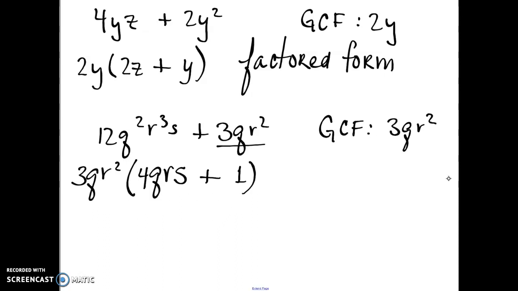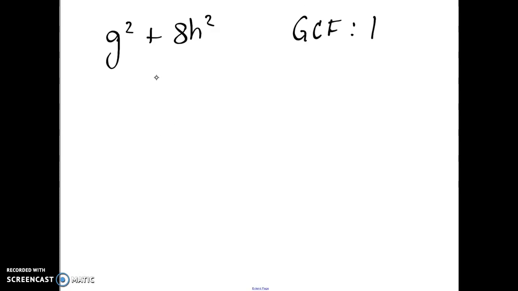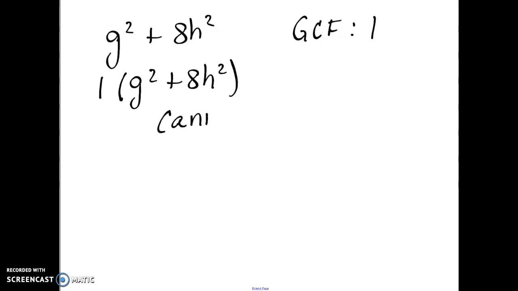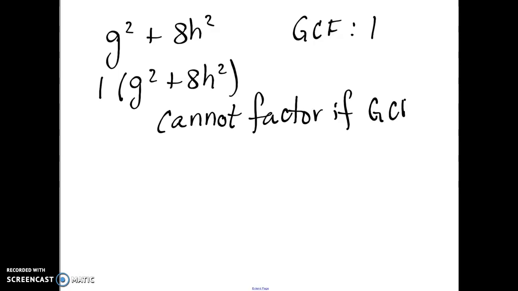I have factored that. But let's see what happens when I take these relatively prime terms. If I have g squared plus 8h squared, what can I do to factor those? The GCF in this case was 1. There is nothing I can factor out. The book likes you to rewrite it as 1 times g squared plus 8h squared. You cannot factor if there is no common factor. Cannot factor out a monomial if the GCF is 1, right? All that you can pull out is 1, and you end up rewriting the same thing.